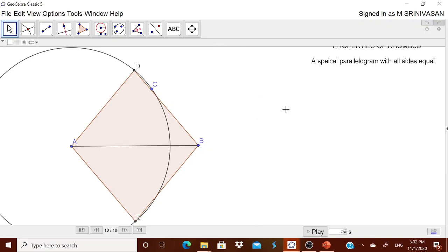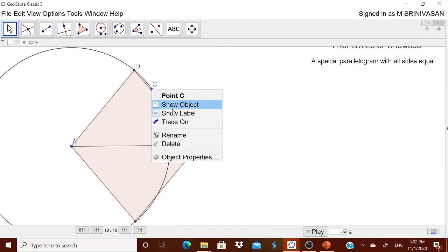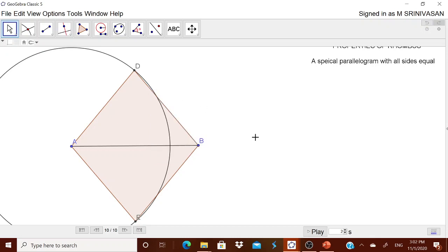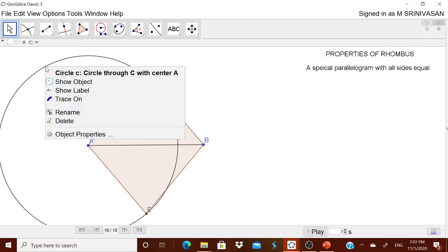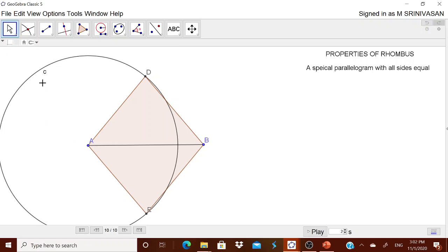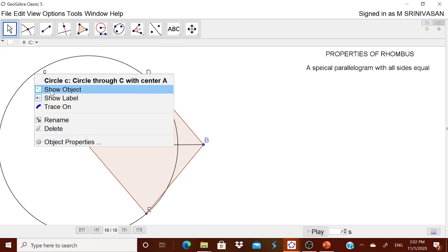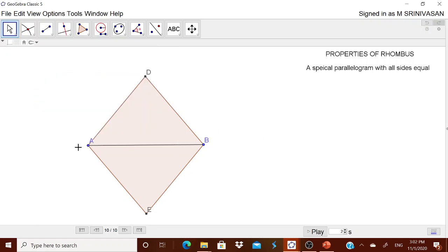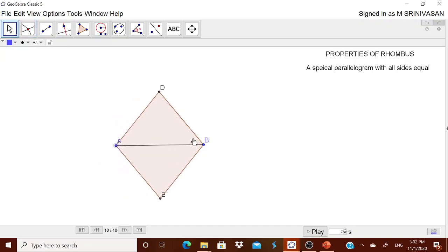Right click, show the object, and then right click and show the object. Okay, now again right click and show the object. Right click and show the object. Okay, that's gone. Well, now we can move this AB and then make it a very small one so that it is very easy for us to do the changes.